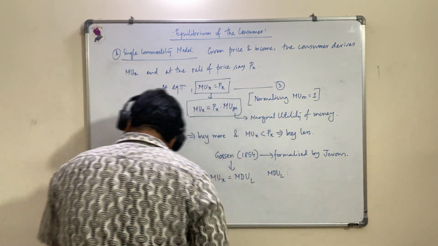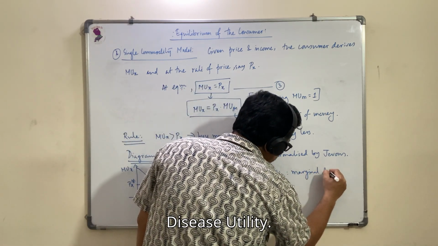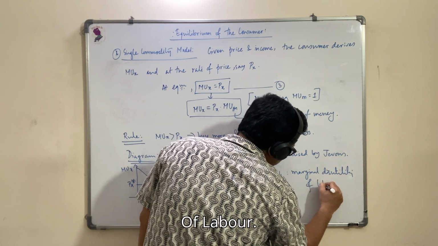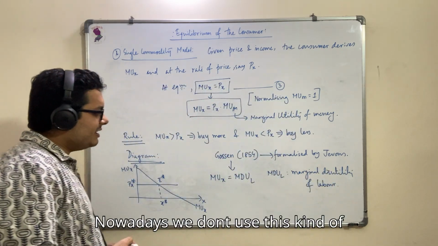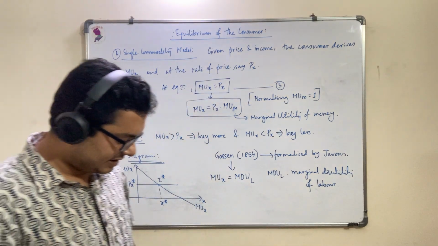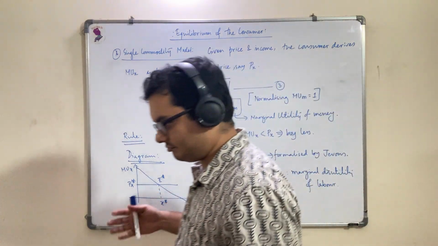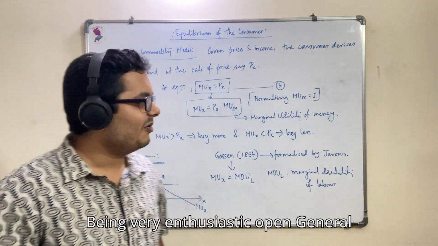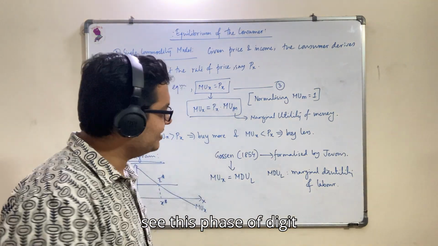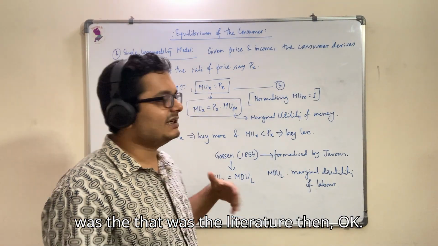MDUL is marginal disutility of labor. Nowadays we don't use this kind of phrase in economics, but in future, one fine day, if you are being very enthusiastic and open The General Theory written by Keynes, you will see this phrase of disutility of labor coming in, because that was the literature then.